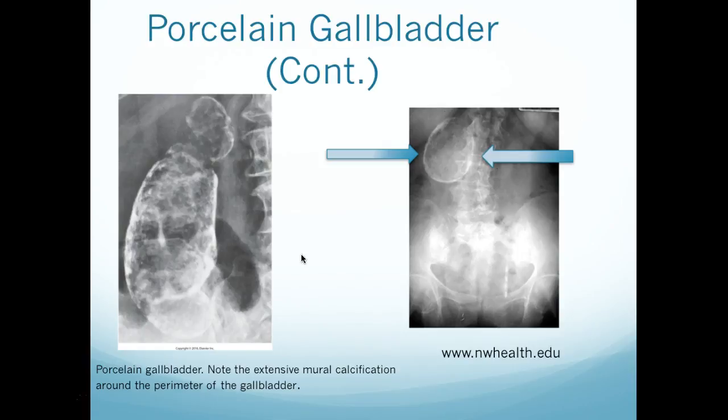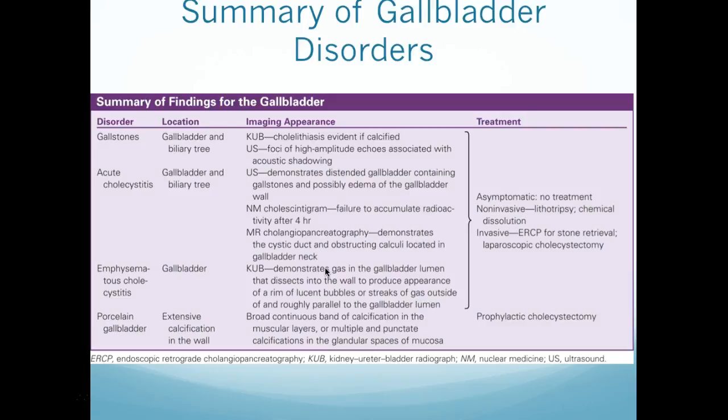So here is a picture of a porcelain gallbladder right here, and this is a KUB where you can see a porcelain gallbladder. So this looks more like an egg. So that's what we're looking for there, and like I said, we just need to rule out any kind of cancer with that. So here are your disorder summary of your gallbladder.